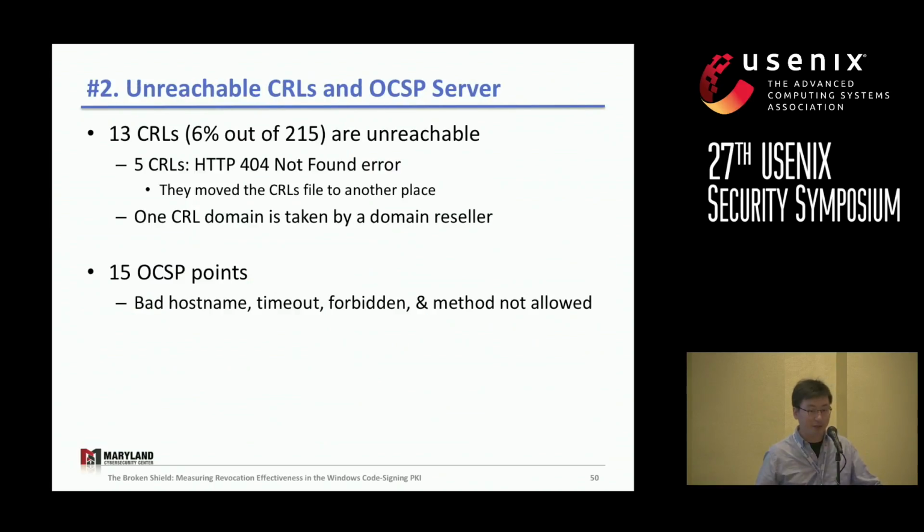So we also measure the unreachability of the CRL and OCSP points. 6% of certificates, 6% of CRLs, have unreachability problems, and 5% of them have a 404 not found error, which means they removed or moved the CRL file to another place. Interestingly, one CRL is taken by a domain reseller.